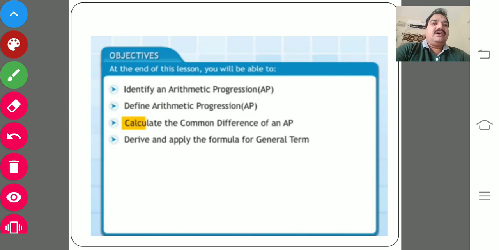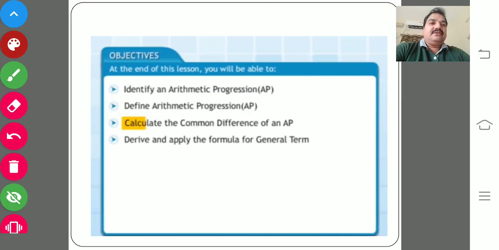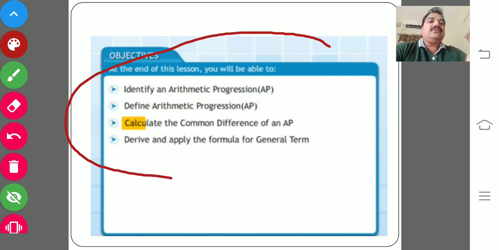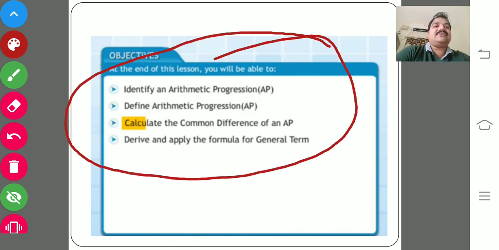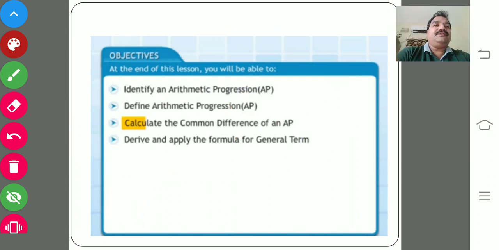Now coming to our lesson. In this session you will come to know these objectives. You can easily identify what is an arithmetic progression. You can easily define the arithmetic progression, and you can easily calculate the difference of an AP. Common difference means d, I will explain later. And derive and apply the general term Tn. So these all you will come to know.